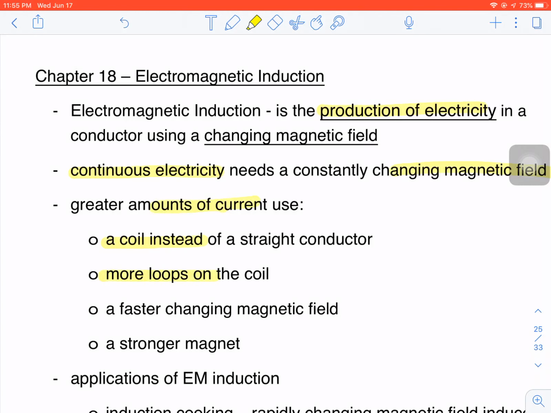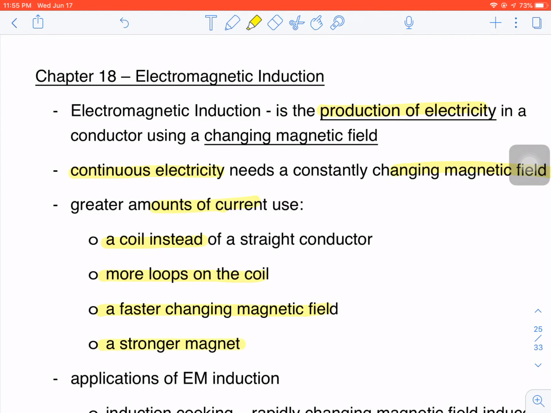Not only am I going to use a coil, but I'm going to maximize my number of loops of wire on the coil. I'm going to maximize the rate of change of the magnetic field. In other words, I'm going to move it faster and faster and faster. And I want the strongest possible magnet to make this all work. So, moving a magnet past a conductor or moving the conductor past the magnet, either one is going to create the movement of electrons or current in the conductor.